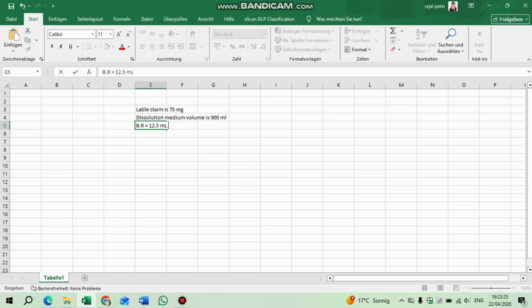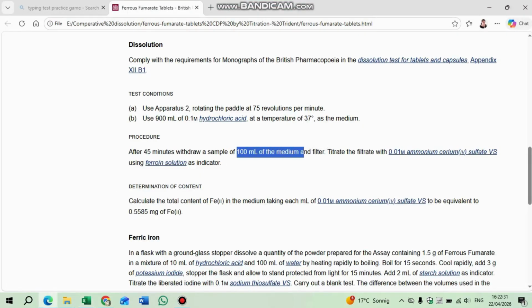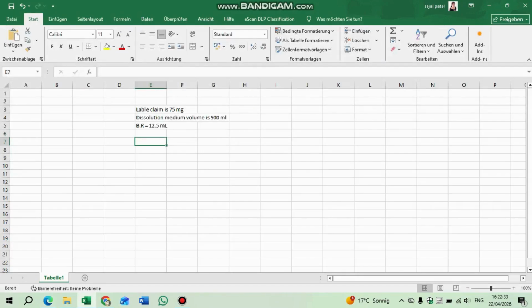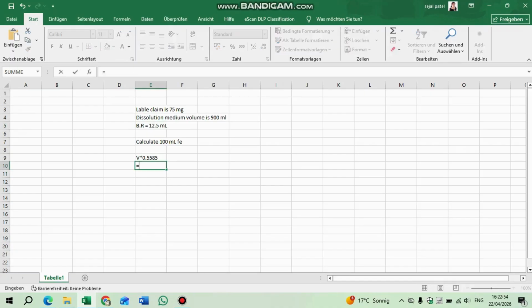Okay. Now step 2, calculate the ferrous in 100 ml of sample, because we have to filter 100 ml of the sample. So calculate 100 ml ferrous. Now volume into 0.5585, it's our ferrous factor. So volume is 12.5 into 0.5585. So 6.98125 mg ferrous we receive in 100 ml of sample.